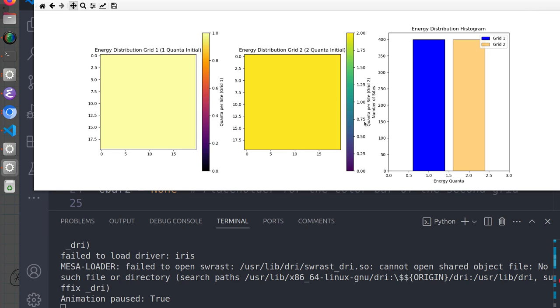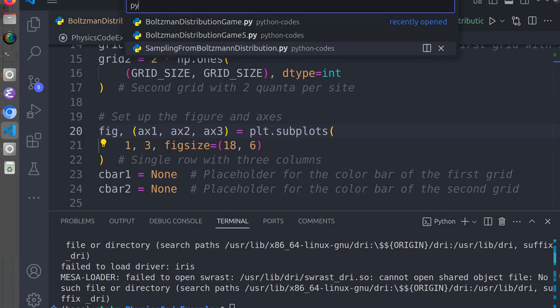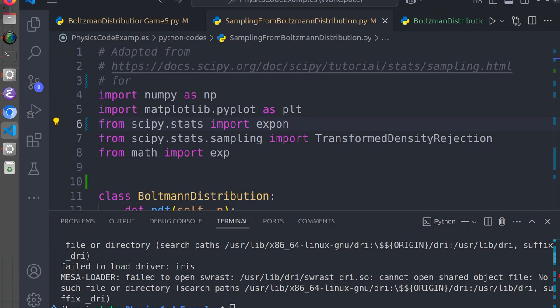And you can see that for the blue one we have 400 sites. The number of sites is the vertical axis. There are 400 sites, all of them have 1 on it. For the second grid, we have 400 sites with 2 quanta on it. If I unpause the animation, then updates are going to be made, and it's going to change and progress with time. Boltzmann distribution.